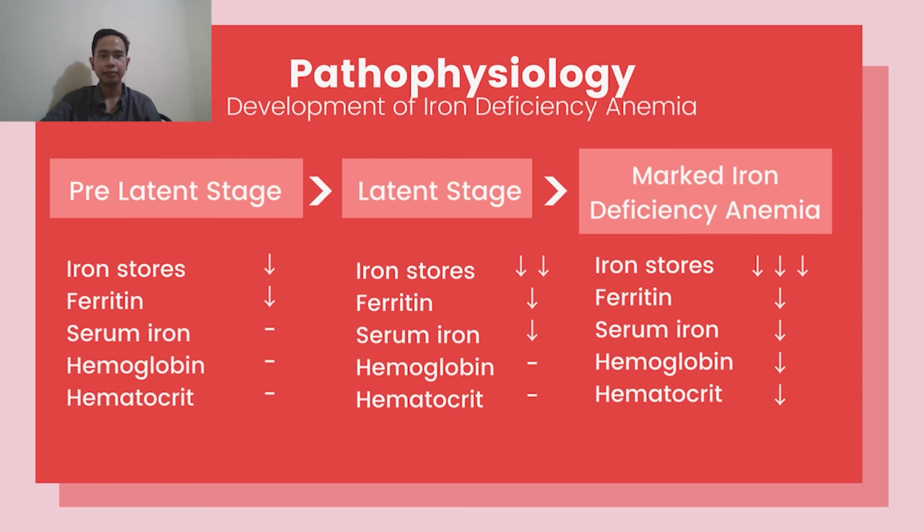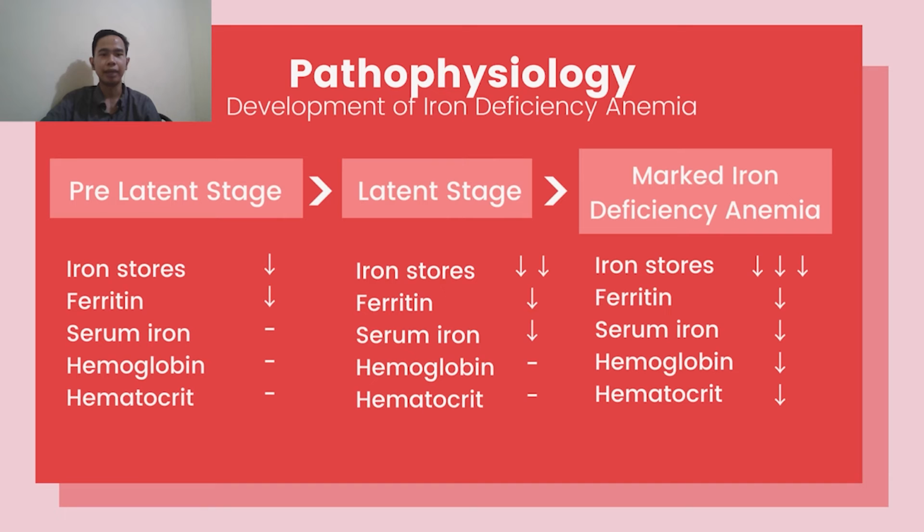Next slide. The development of iron deficiency is divided into the following 3 stages. The first one is the pre-latent stage. This stage is characterized by iron reduction, but the serum iron, hemoglobin, and hematocrit concentrations remain at normal standard. Second is the latent stage. Iron reduction will decrease the serum iron and transferrin saturation, but the hemoglobin and hematocrit counts remain normal.